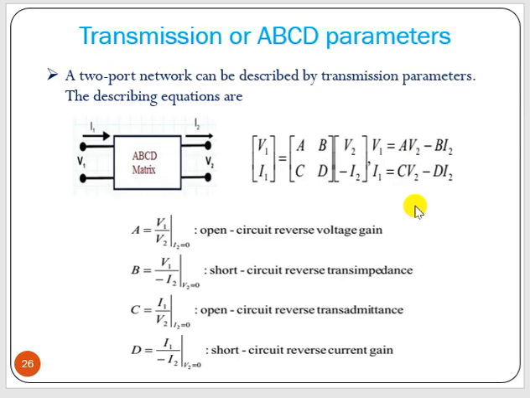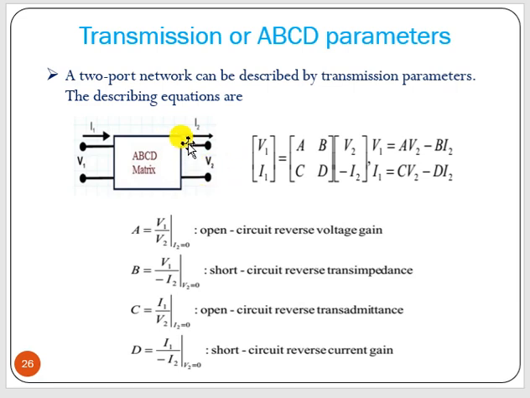Okay. So now there is another type of parameter that is there. That is called transmission or ABCD parameter. In this case, the main problem is that in other cases we have this current I2 entering into the network. This is transmission line, so it is basically one-way direction.